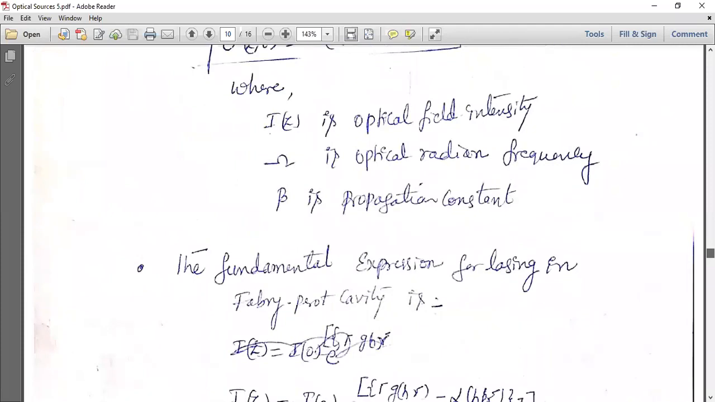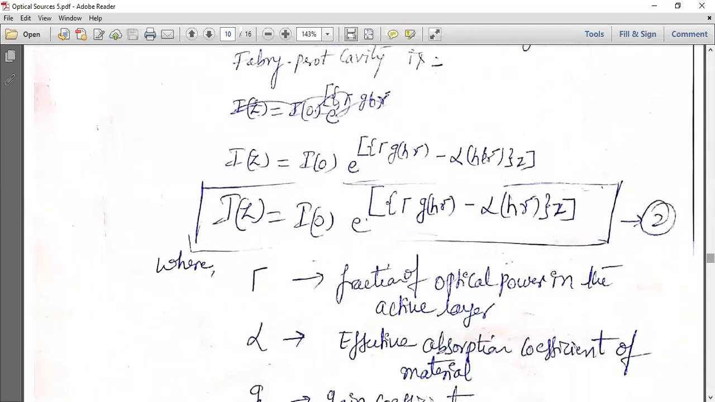The current expression can be written with this particular expression: Iz is equal to I naught e raised to this particular value, where h nu is the energy. E is equal to h nu, the energy generated from that light. Z is the direction. In that, alpha is the effective absorption. Some of the photons will be absorbed to jump, and it will not generate light. So that is the initial phase, that is absorption. Absorption will consume the energy and will not generate light.